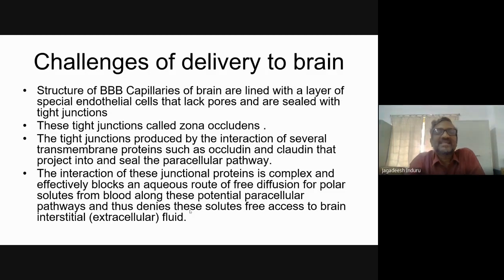Why does this challenge appear in the brain? You need to understand so that you can attack it in a detailed manner later. The structure of the blood-brain barrier: capillaries of the brain are lined with a layer of special endothelial cells that lack pores. They don't have any pores there and are sealed with tight junctions.